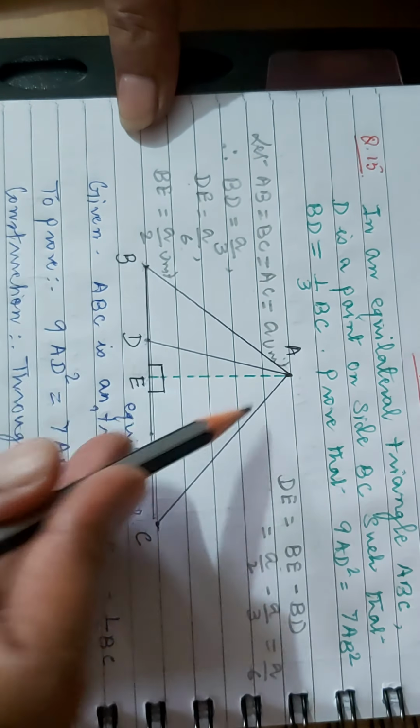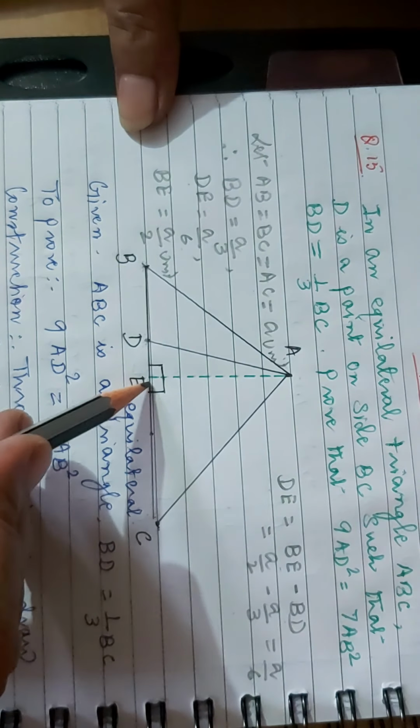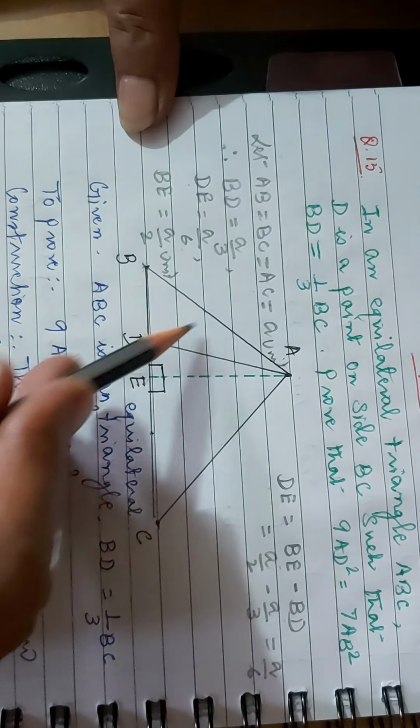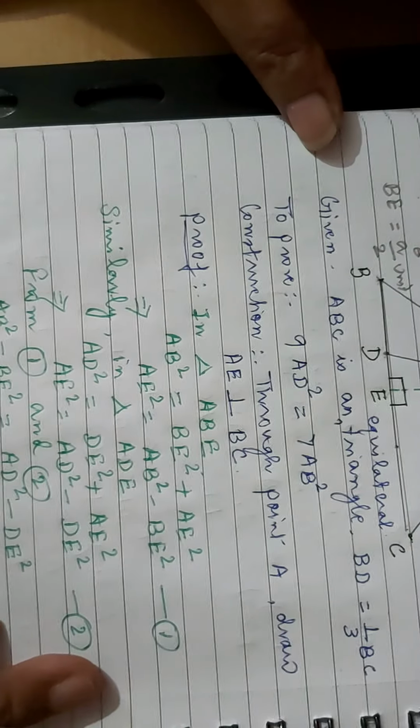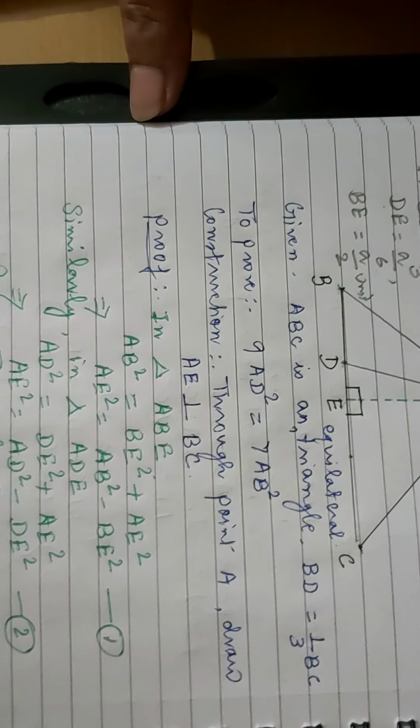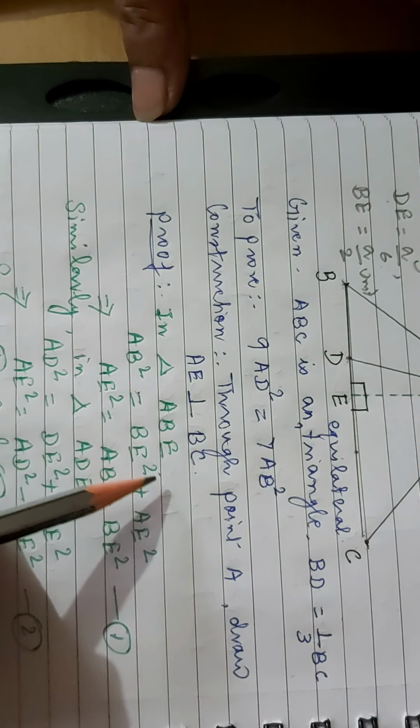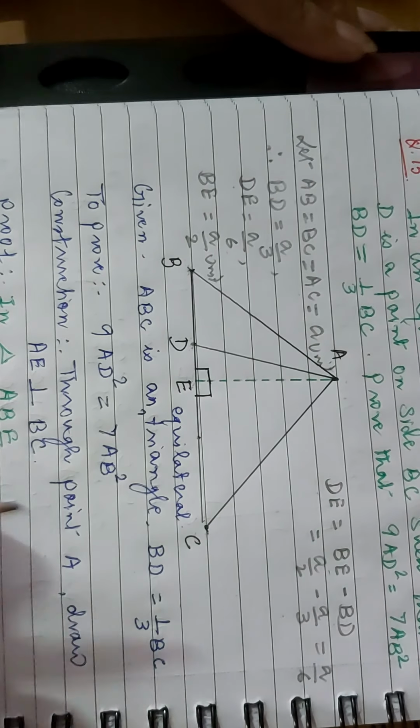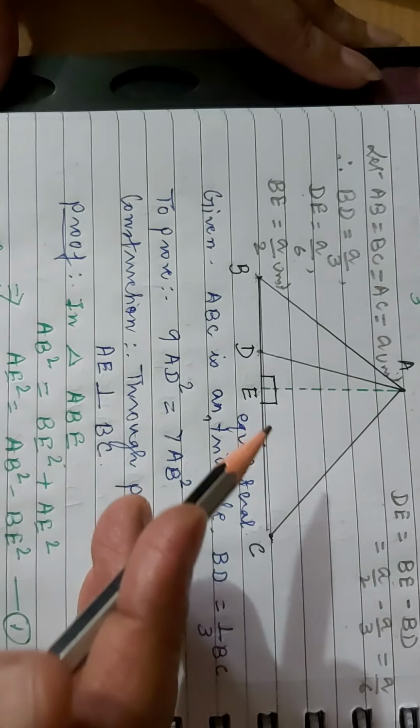Similarly, we know that BE, the length from here to here, is A by 2, so that we have written. Now let us come to the proof part. The proof is in triangle ABE. Now consider the triangle ABE.